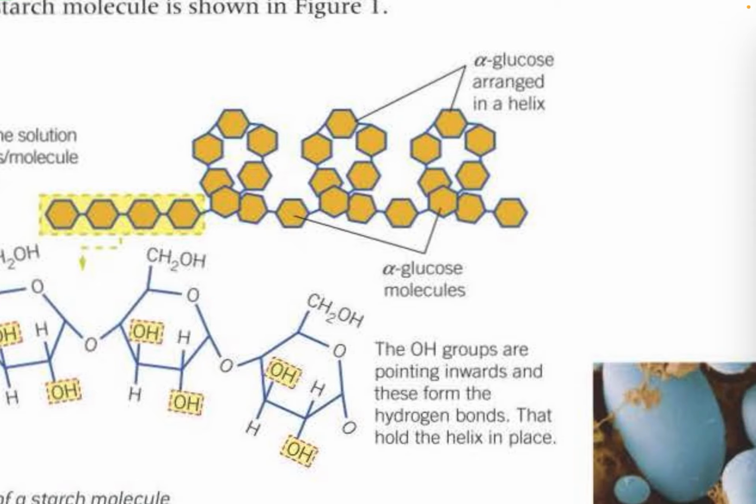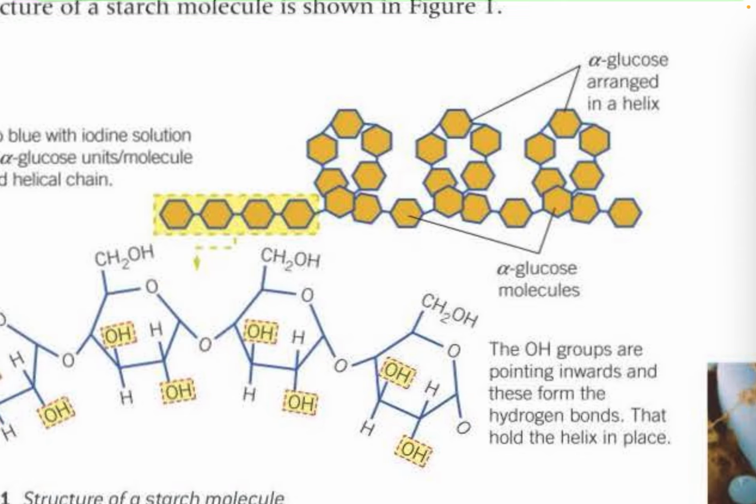You have alpha glucose arranged in a little helix shape. And those are your alpha glucose molecules. And we know the alpha glucose is a hexose sugar, so it has 6 carbon atoms, hence the name, or the prefix, hex. The OH groups are pointing inwards, and these form hydrogen bonds that hold the helix in place.